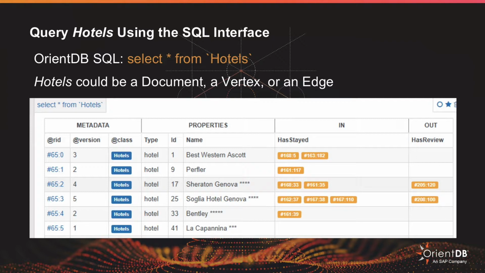It gets returned. And this is how we represent the connections to other vertices. So these are edges that are showing up, and these are the record IDs I was talking about earlier. But that's not really important other than just to show you that through SQL, even though hotels is not a document, it's a vertex, we can still use SQL in the same way to retrieve it. It could very easily have been a document, could very easily have been an edge, and we could query it in the same way.